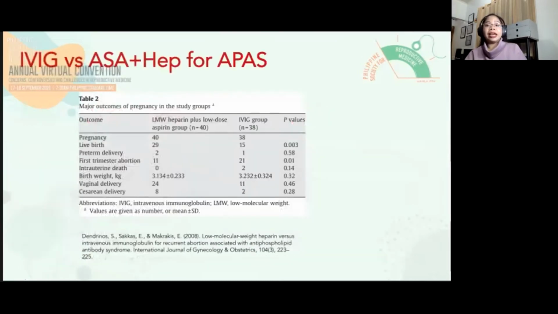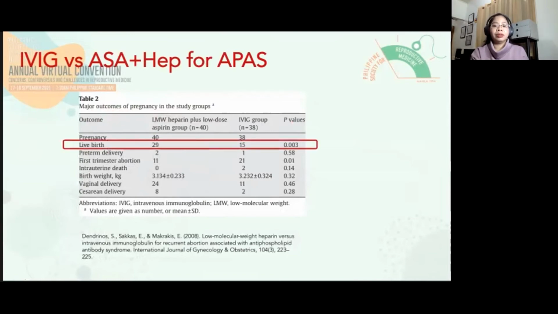Now, how about IVIG versus aspirin plus heparin for patients with APAS? As you can see here in this table on pregnancy outcomes, the women who received low molecular weight heparin plus low dose aspirin had a higher percentage of live births compared to those who were given IVIG. And the patients who were given aspirin plus heparin for APAS actually had lower first trimester miscarriages compared to the group of patients who were given IVIG.